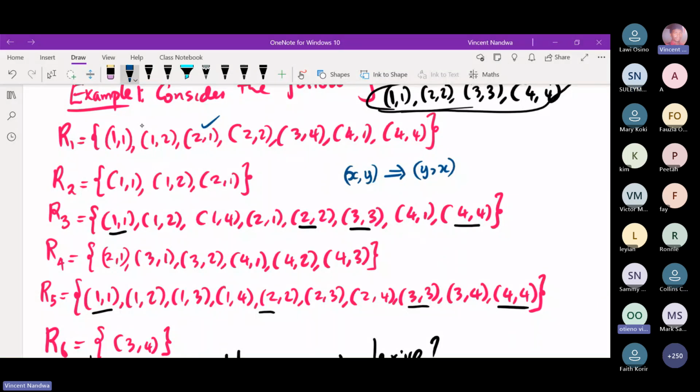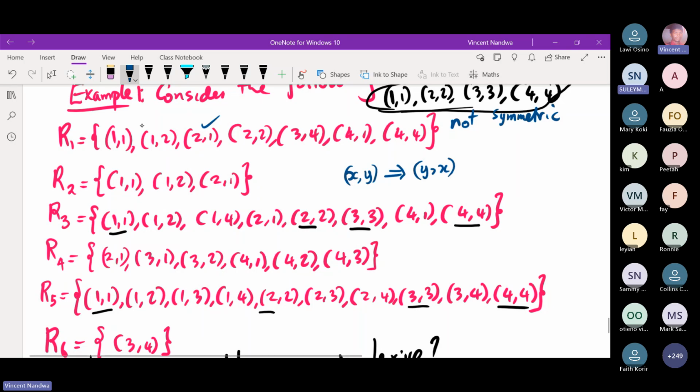And then here we have (3, 4). What must we look for in the same relation? (4, 3). Is it there? No. So there is (3, 4), but (4, 3) is missing. So therefore R1 is not symmetric. It's not symmetric because of that. If you just find one counterexample, it's enough to justify your answer of why you are saying that it's not symmetric.